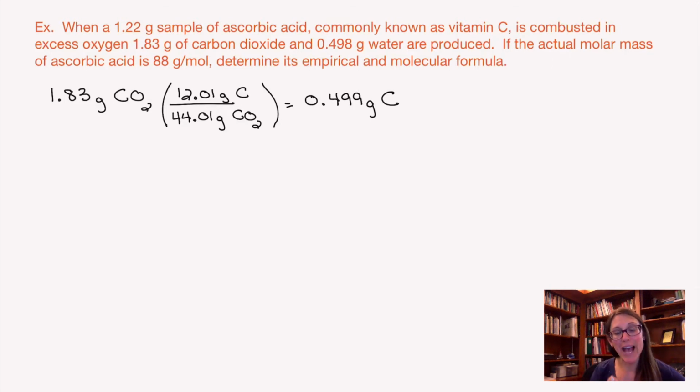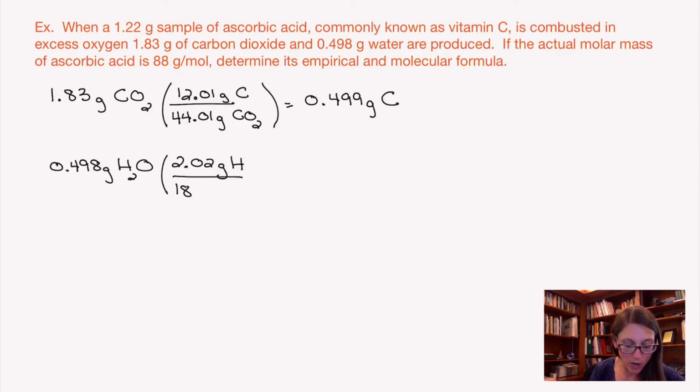Okay, we just figured out the grams of carbon. We're going to do exactly the same thing with the water. We had 0.498 grams of water. We're going to use a factor to figure out how much hydrogen that is. Well, every water has 2 hydrogens, and so that is 2.02 grams of hydrogen per mole of water, while the entire mole of water would weigh 18.02 grams. And so when you do the math on this, you find that you had 0.0558 grams of hydrogen present.